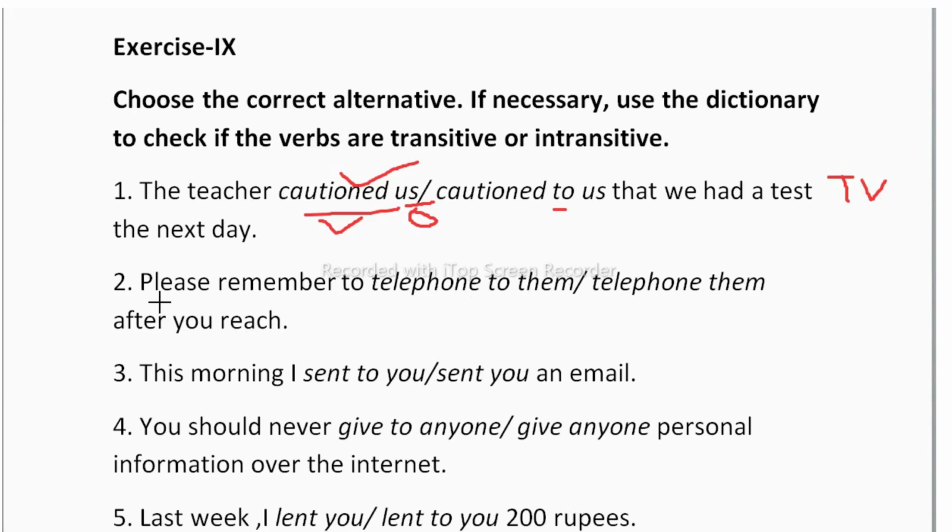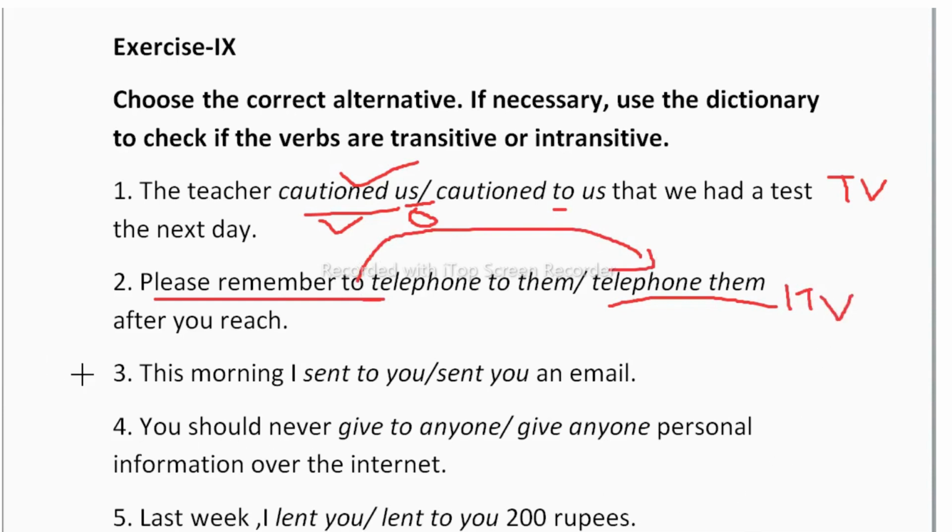So here the sentence is please remember to telephone them, not to them. So can we change this into passive voice? We cannot change because after this, remember, we don't have an object but we have a preposition, and this is the object of the preposition. So we cannot change it into passive. So that must be an intransitive verb.